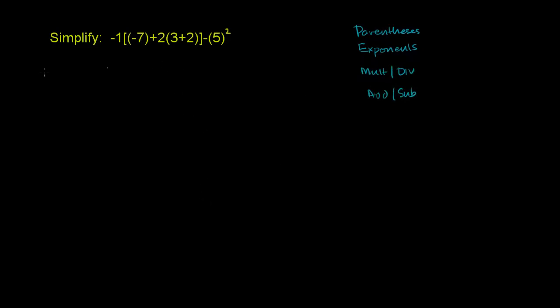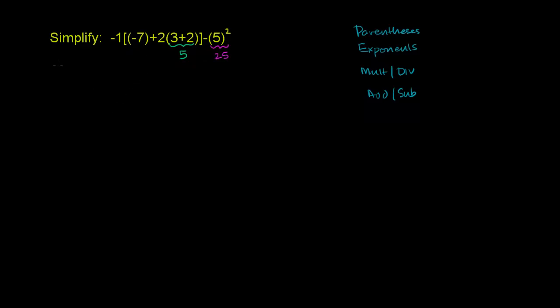So first, let's do the parentheses. We have a 3 plus 2 here in parentheses, so we can evaluate that to be equal to 5. And we could do other things in other parts of this expression that won't affect what's going on right here in the parentheses. We have this 5 squared, or actually I should say we're subtracting a 5 squared. We want to do the exponent before we worry about it being subtracted. So this 5 squared, we can rewrite as 25.